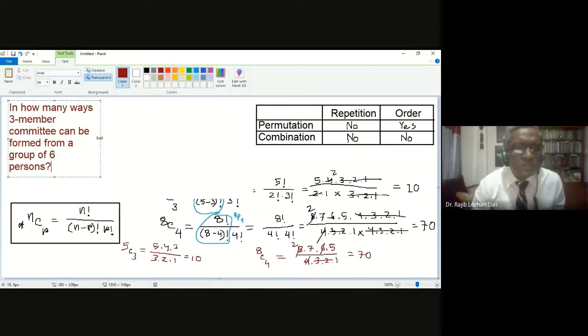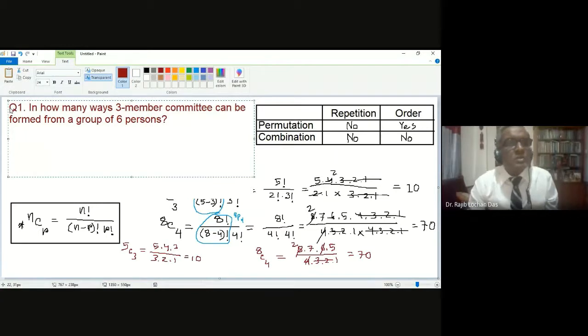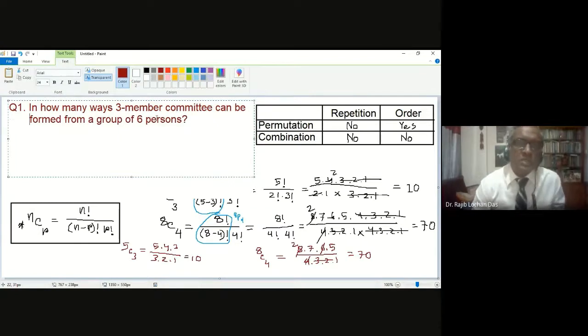In this case, you can easily understand this is a combination question. Why is it a combination question? Because you take 3 members in the committee and there are 6 persons in the group, but who will be the first member, who will be the second member, it does not matter. You will just take 3 members from 6, so that will be the committee. Fine. So what will be the answer? The answer will be just 6C3. That's all.